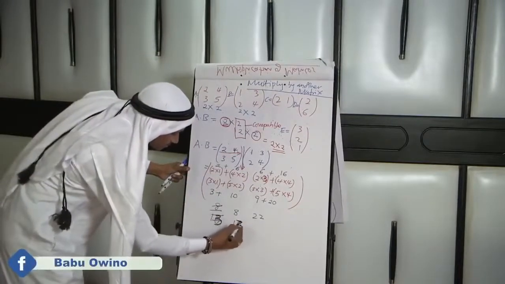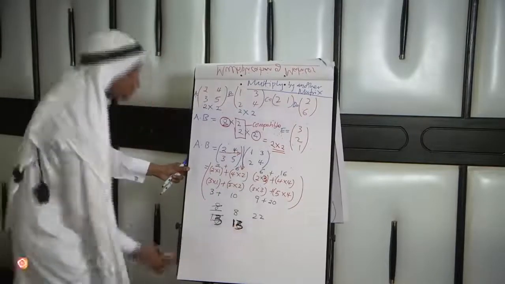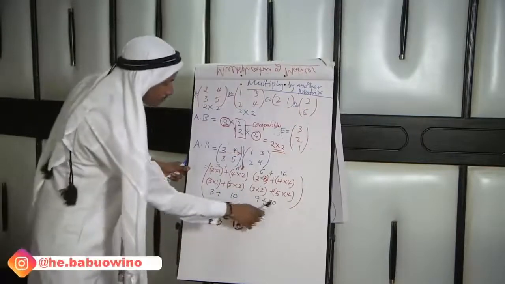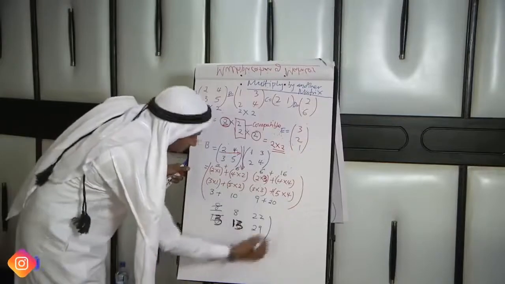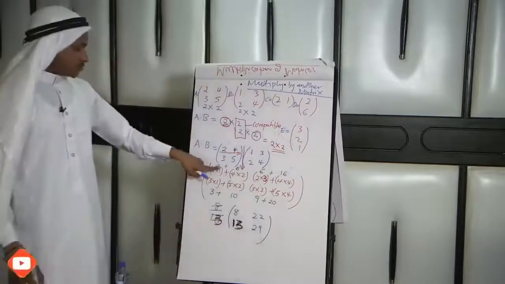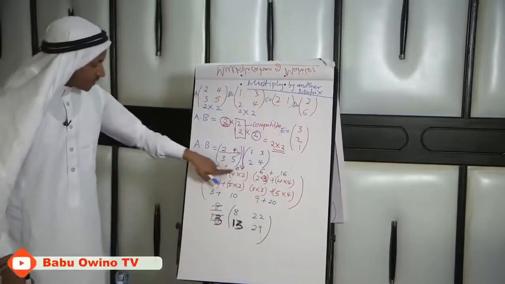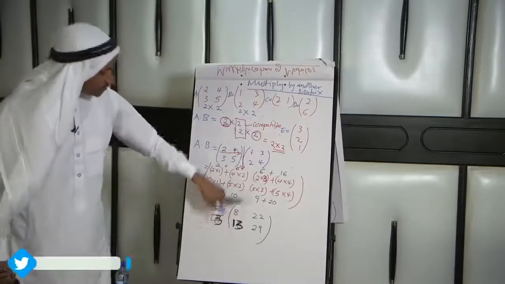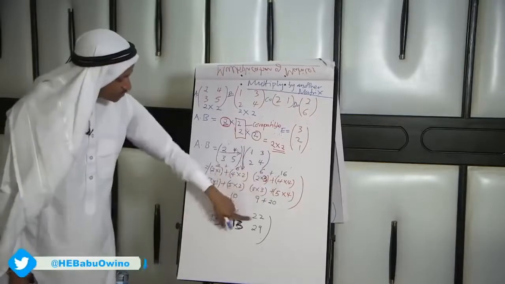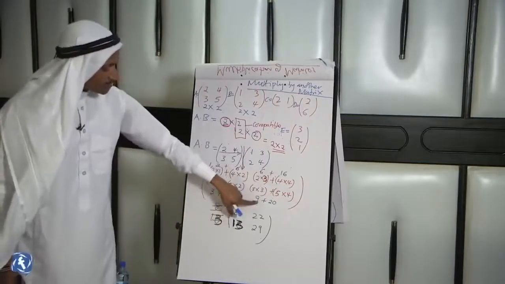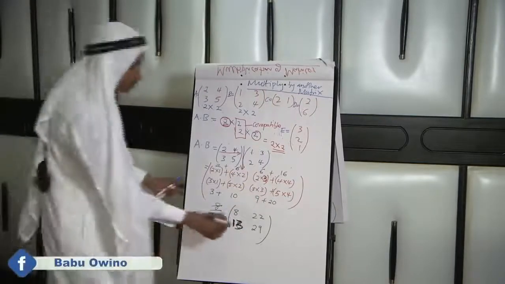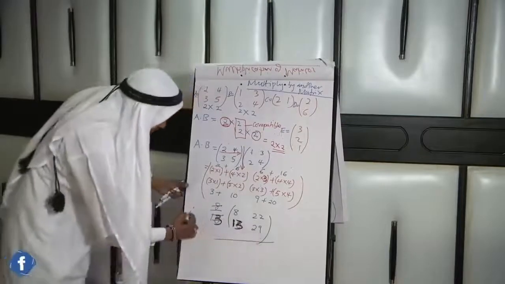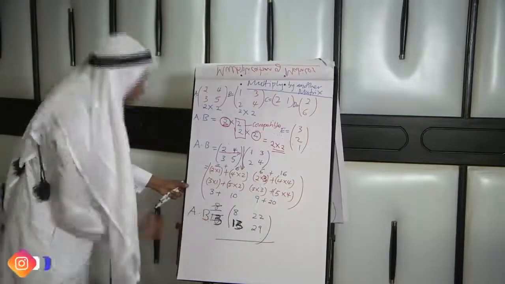3 plus 10 is 13. Then 9 plus 20 is 29. So the first one is 8. The next one is 3 plus 10 is 13. The next one is 6 plus 16 is 22. And then lastly is 9 plus 20 is 29. So this is A times B.